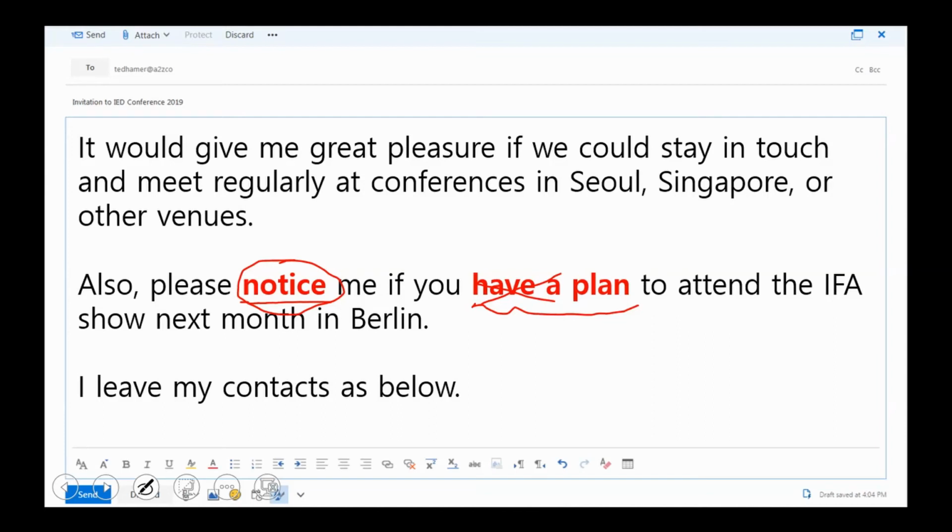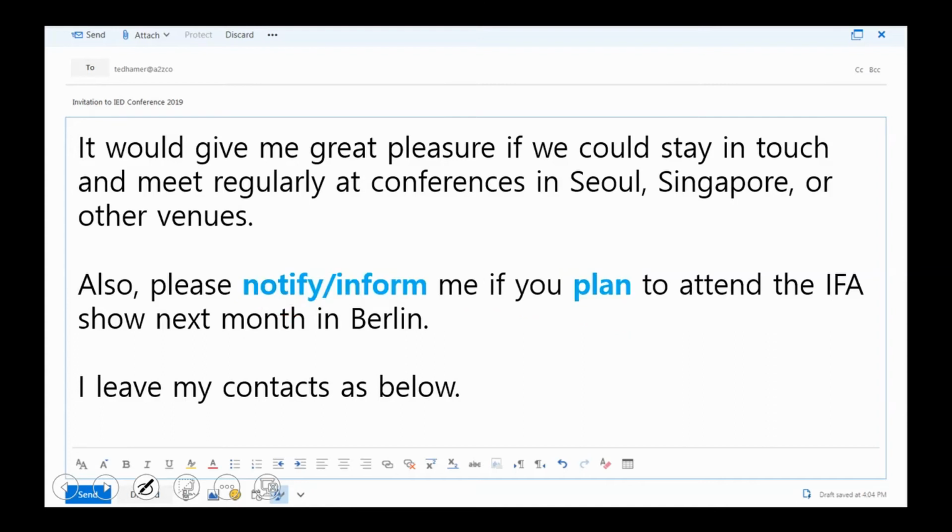So normally we use plan as a verb, or we use it in the plural, especially for more casual situations like this. Again, I will go into more detail in Unit 2. So I would change it to, also, please notify or inform me if you plan to attend the IFA show next month in Berlin. This sounds much more natural. And then I'll leave my contacts as below.